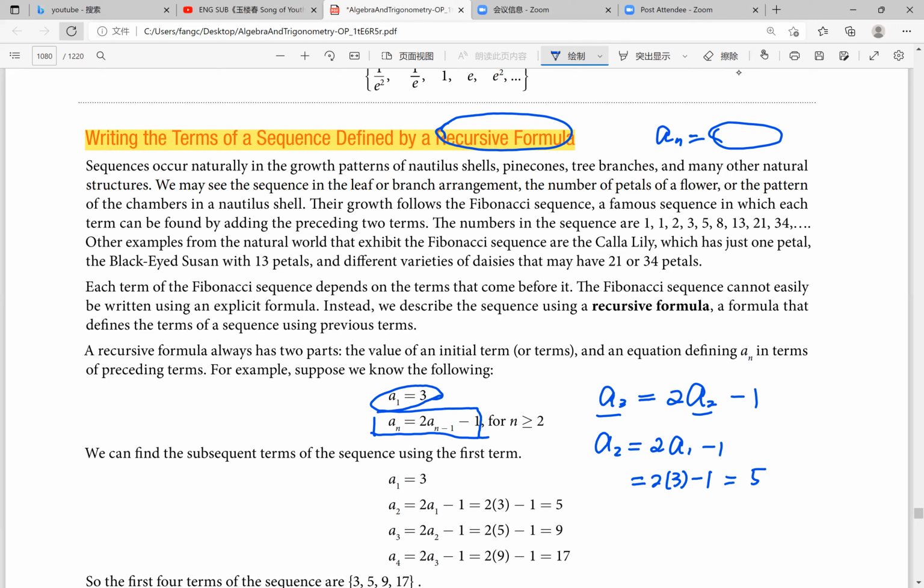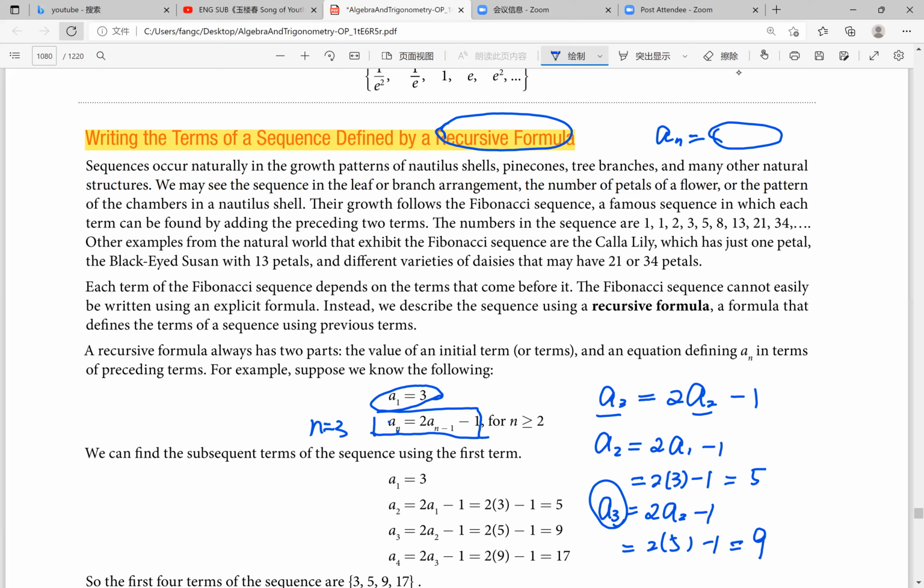So now we know a2. Then we can find a3. a3 equals 2 times a2 minus 1. Now we know a2 is 5. So 2 times 5 minus 1 is 9. So now we can find a3.